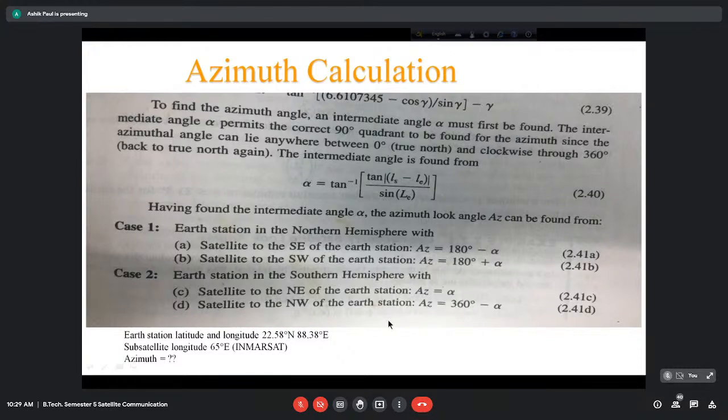So now, could you quickly calculate the azimuth for that same satellite? You have already calculated the elevation. So now please calculate the corresponding azimuth angle.